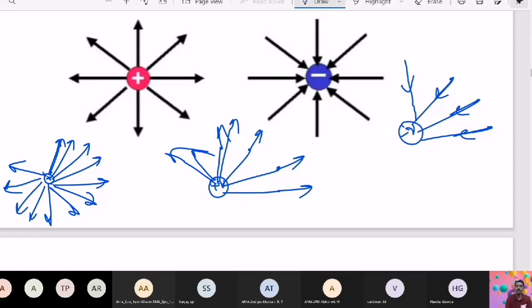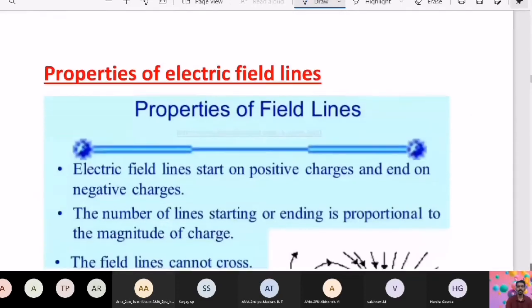There are 2-3 combinations in our syllabus. Those field lines you need to remember. For positive charge and negative charge, we already studied how the field direction will be. If you imagine those field directions as lines, those we call electric field lines. Here I am representing for positive charge away, for negative charge towards. That is what we call electric field lines.